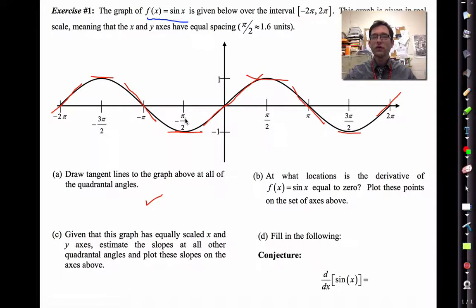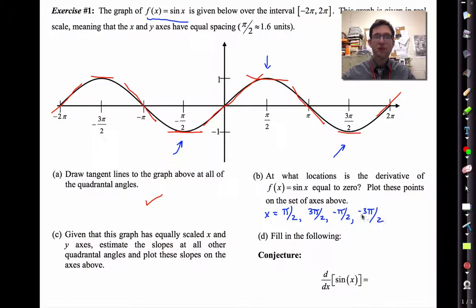Letter B says, at what locations is the derivative of f of x equals sine x equal to 0? Plot these points on the set of axes below. So I want you to think about this for a second. Where will the derivative of sine be 0? And of course, it will be 0 whenever we have horizontal tangent lines. That's going to be here at x equals pi over 2. It's going to be here at 3 pi over 2. It's going to be here at negative pi over 2, and of course at negative 3 pi over 2.